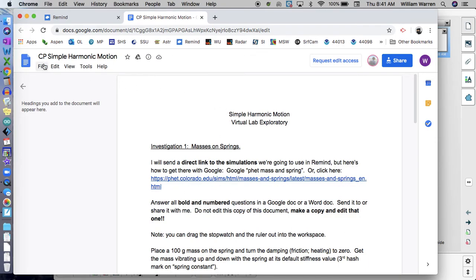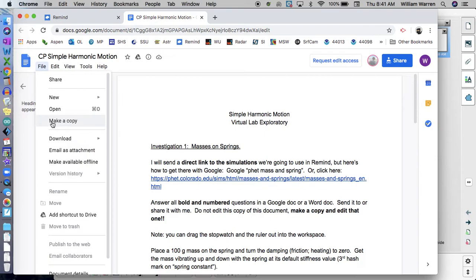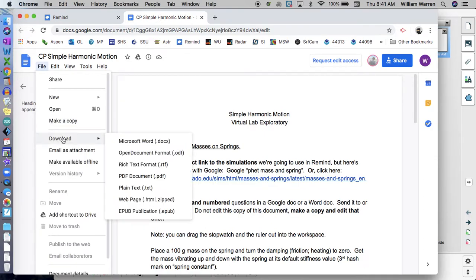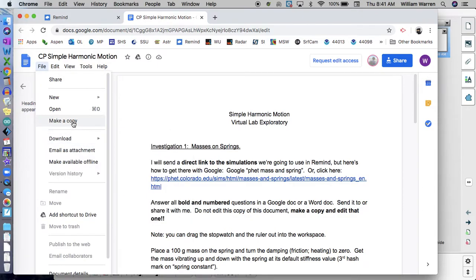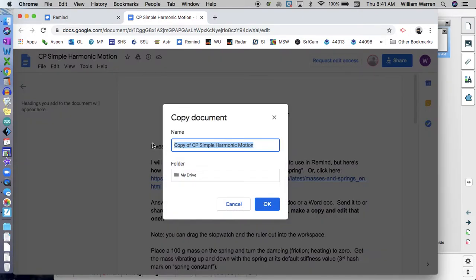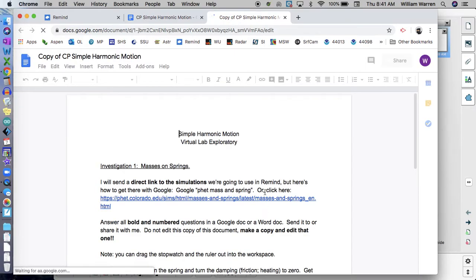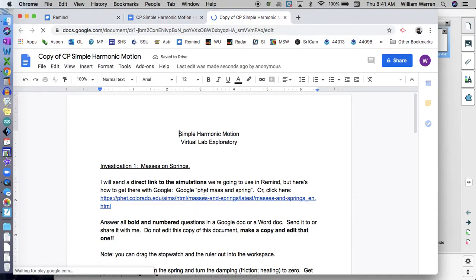But you go over here to File and either make a copy or download, say as a Word document, and then you can edit that. I'm going to make a copy and copy of CP. I'm just going to save it in my drive. Okay, so now I've saved that, or as soon as it catches up to me, I have now saved this, and now I can edit this.